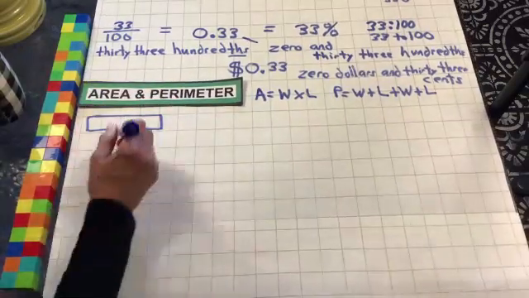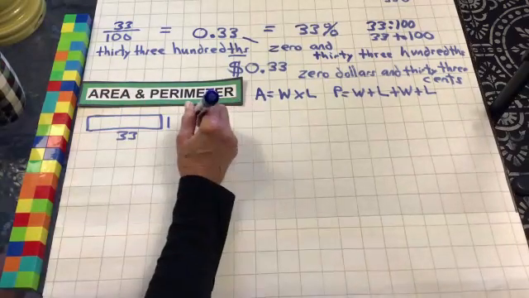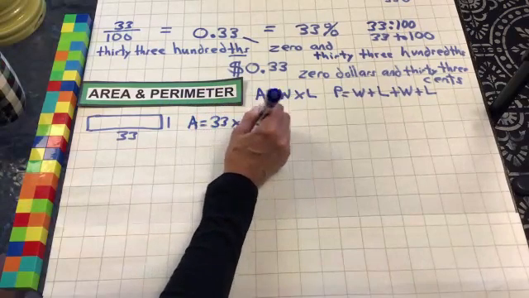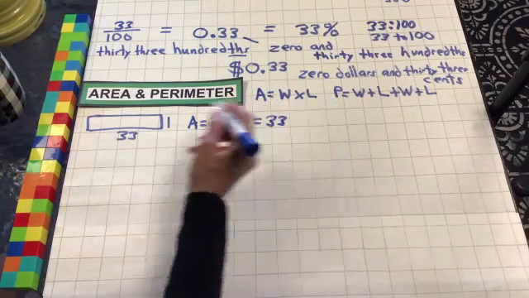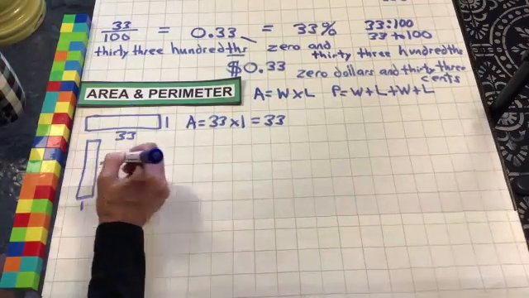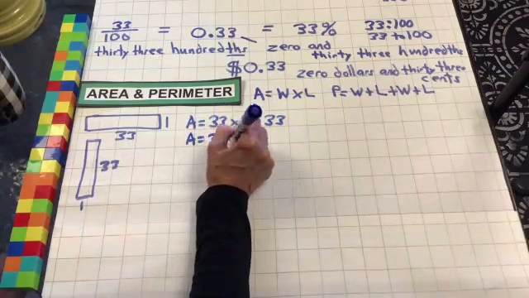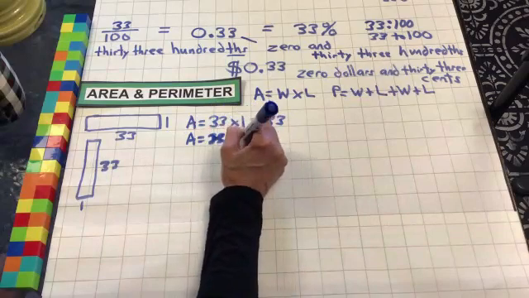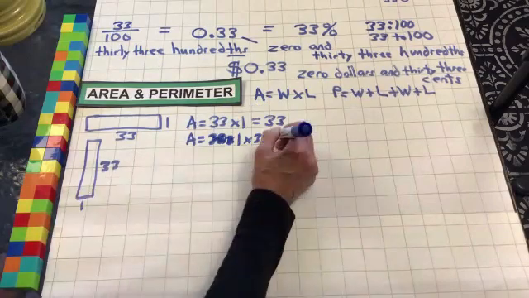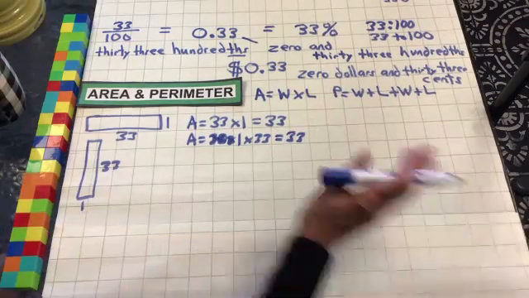So we're going to say this is 33 long by 1 tall. So this would be area equals 33 times 1, which equals 33. We also could draw it standing up. So then our width is 1 and our length is 33. So this would be area equals 1 times 33. 1 wide by 33. So we can just change up the order of the numbers in our multiplication. We still get the same answer.